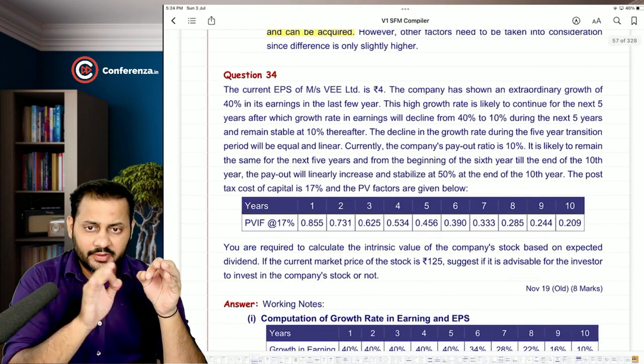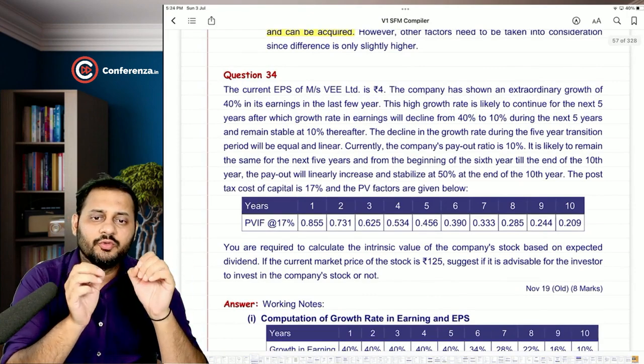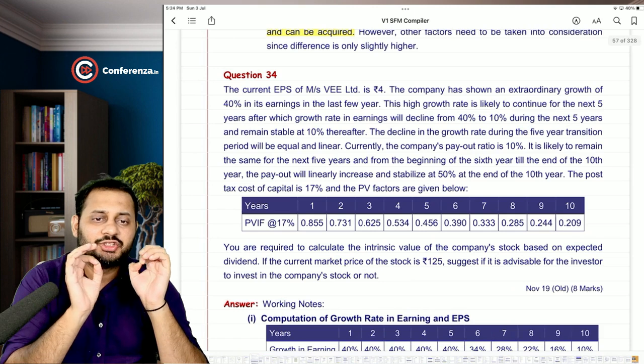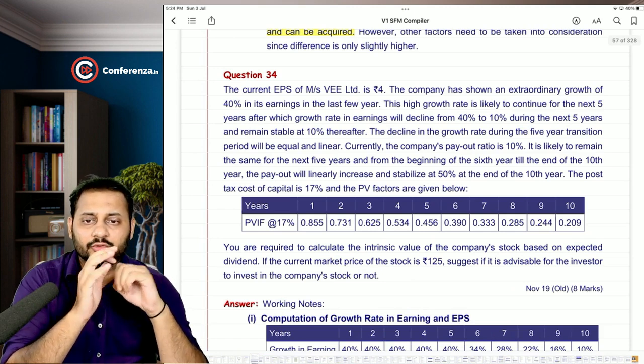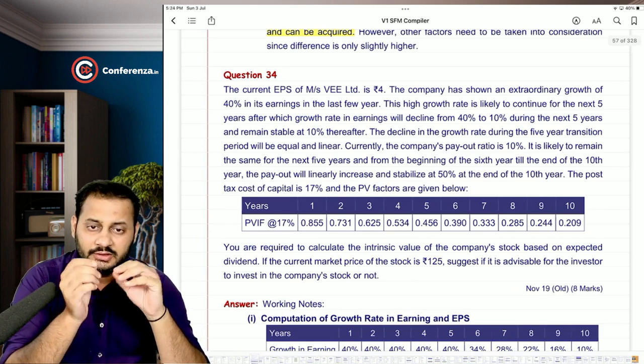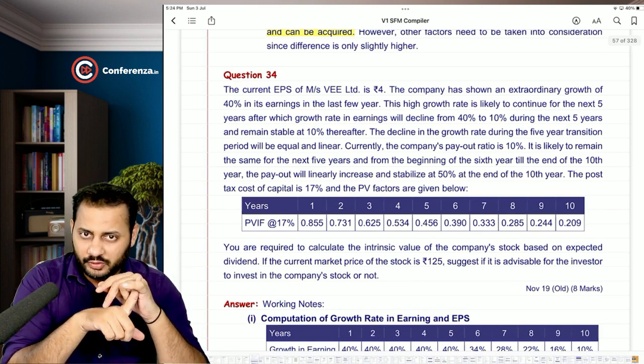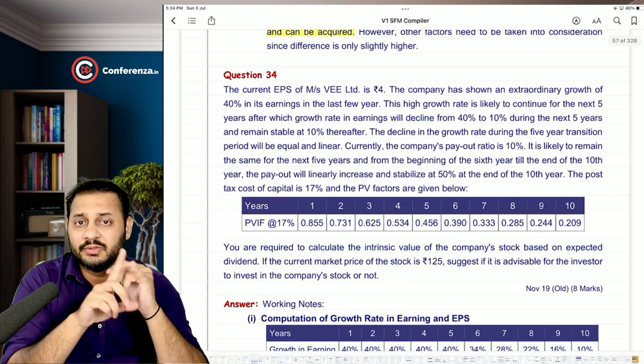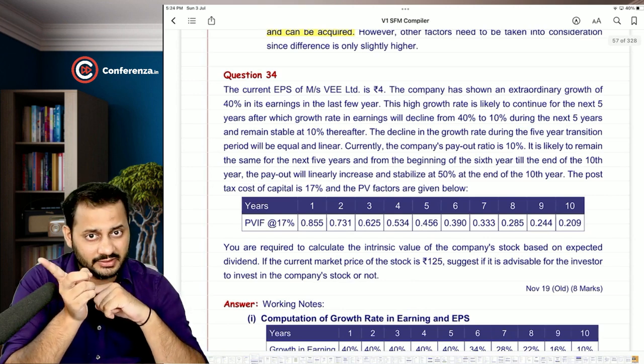The current EPS of VEE Limited is rupees 4 and the company has shown an extraordinary growth of 40% in its earning in the last few years. EPS 4, the growth rate has been 40%, but that is the past, not the current.